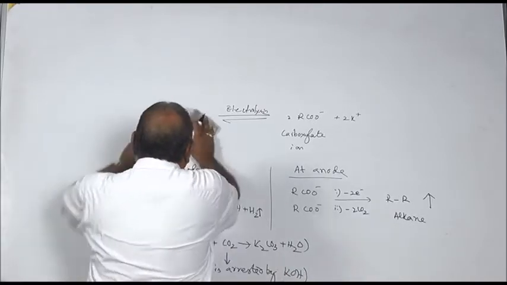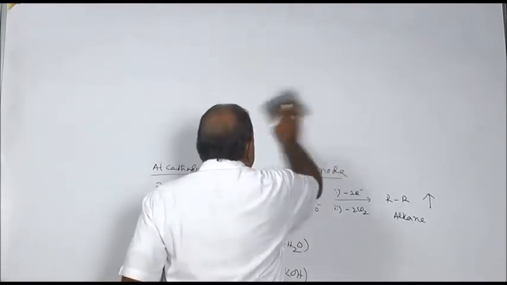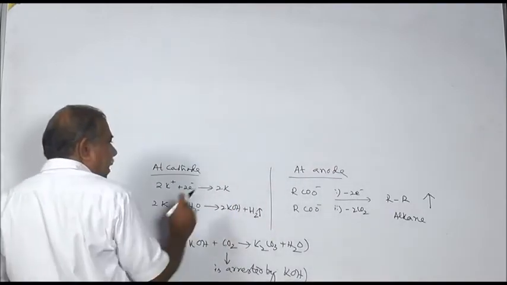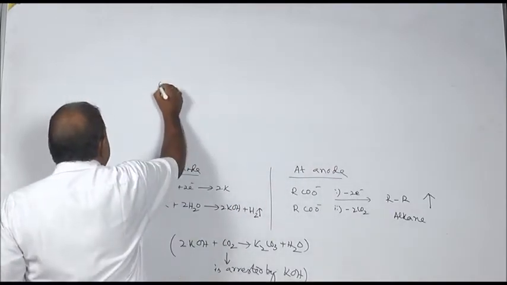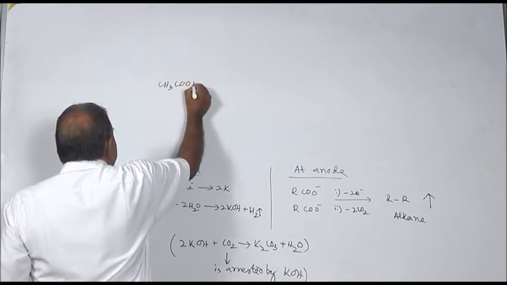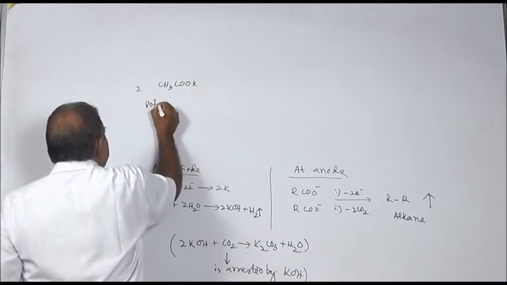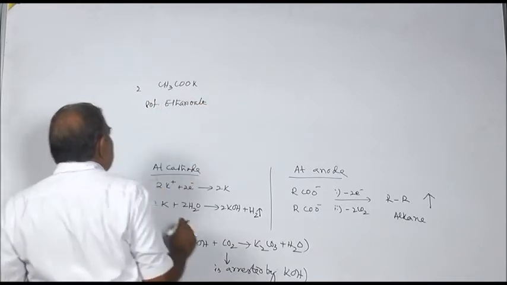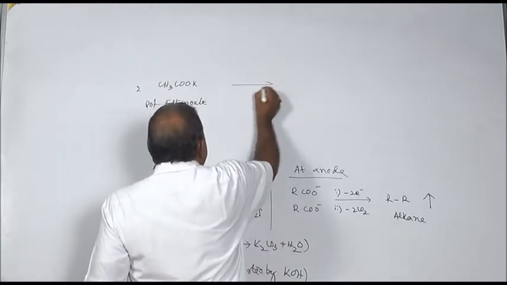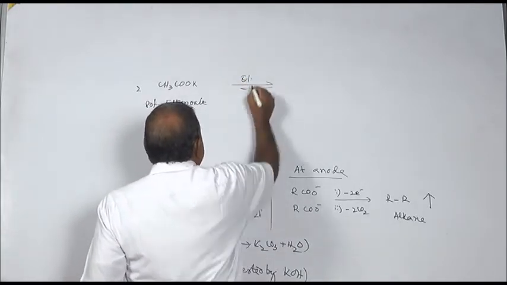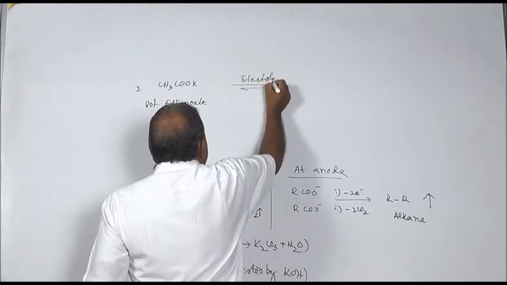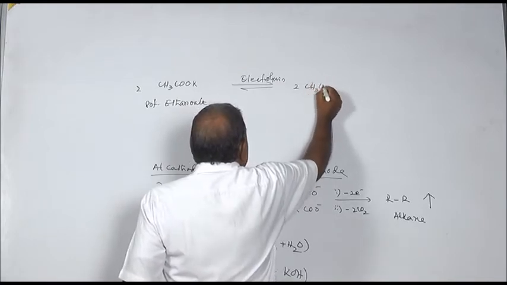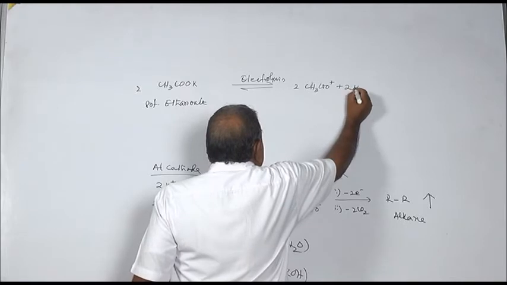So when a sodium or potassium salt of a monocarboxylic acid is electrolyzed, you get an alkane having an even number of carbon atoms. I am giving one example. Say this is your potassium ethanoate. You can see the total carbon atoms is now 4. Electrolysis is a reversible process. On electrolysis, you will get acetate ion or ethanoate ion plus potassium ion.